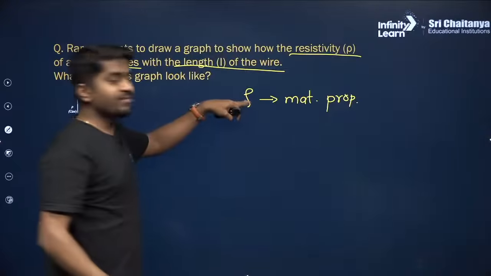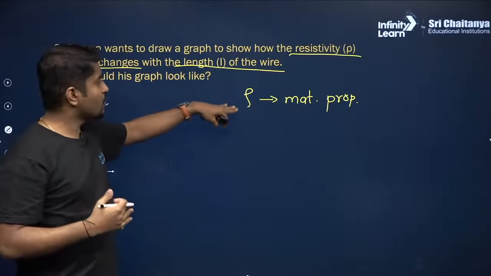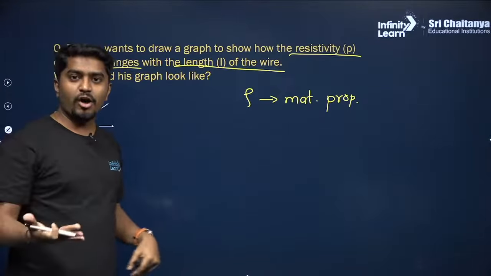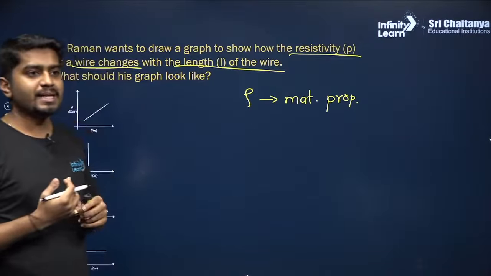So the resistivity does not change with the length of the conductor or area of cross section. Speak in Hindi? Okay, I'll try.